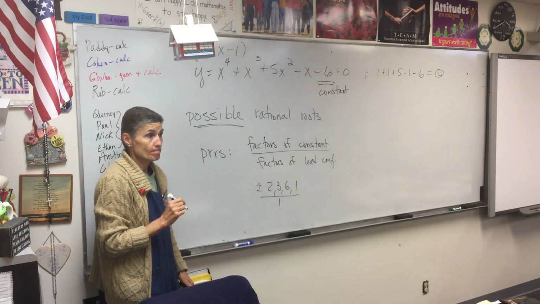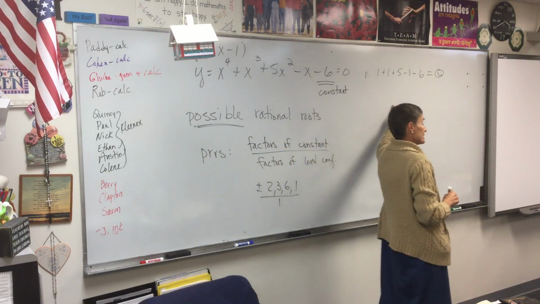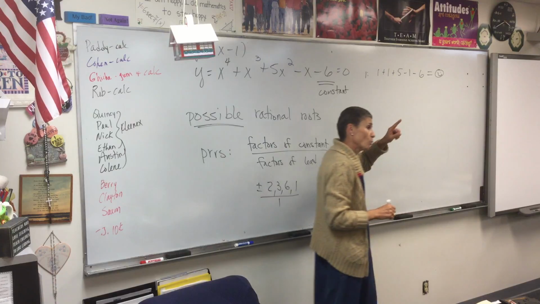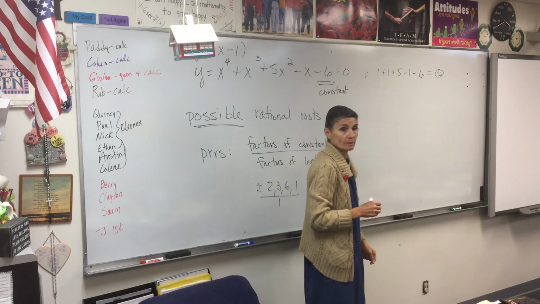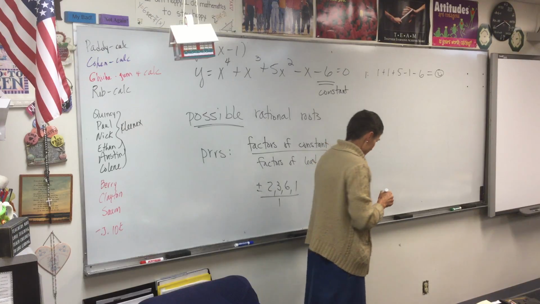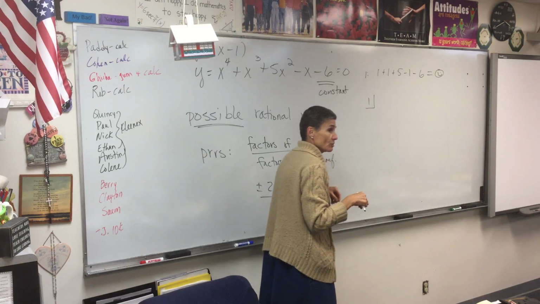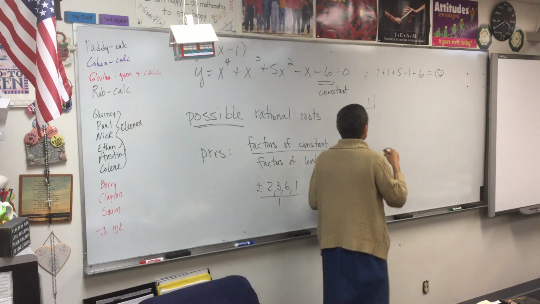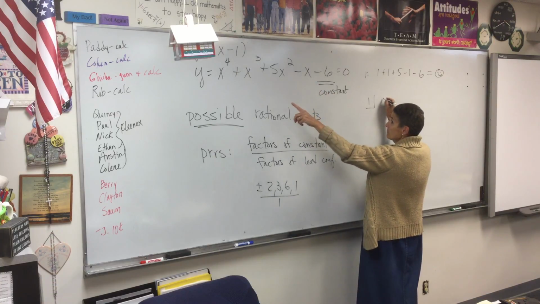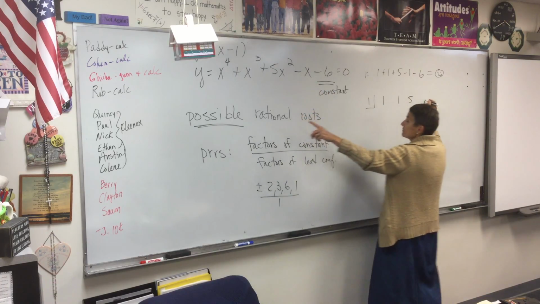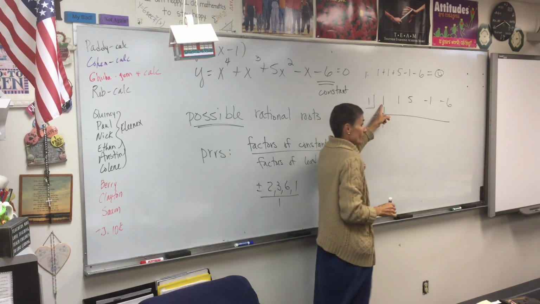Is that right? Now, this problem's bigger than our last example, but who remembers what we do once we guess one that works? I synthetically divide. Now, you don't have to synthetically divide. I think it's quicker and easier to do that. Somehow you have to divide it out. So, 1 is the number that worked. My coefficients are 1, 1, 5, -1, -6. The one right there comes straight down.